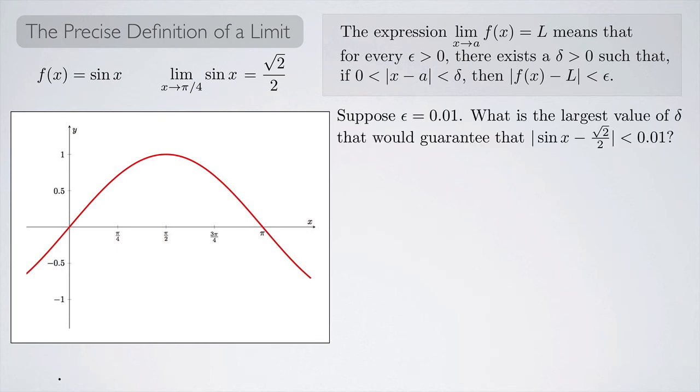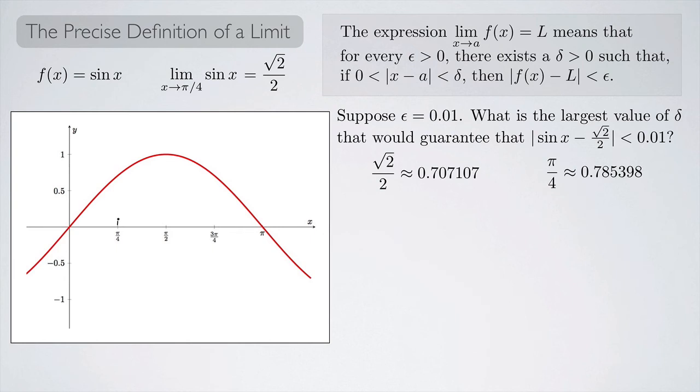Okay, suppose epsilon now is 0.01. What's the largest value of delta that would guarantee that the distance between sine of x and root 2 over 2 would be less than 0.01? Okay, so let's look at some approximations here. Root 2 over 2, that's about 0.707107, and pi over 4, that's about 0.785398.